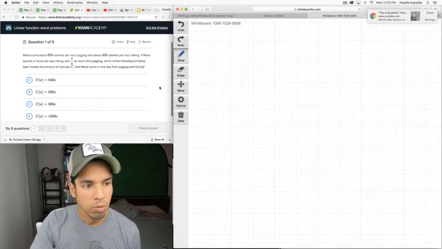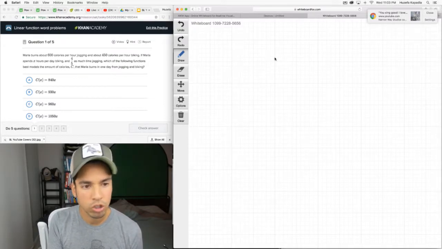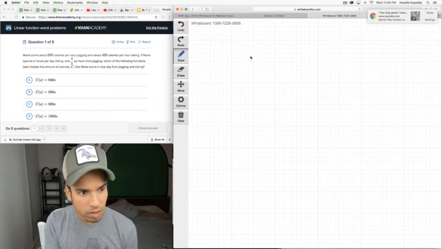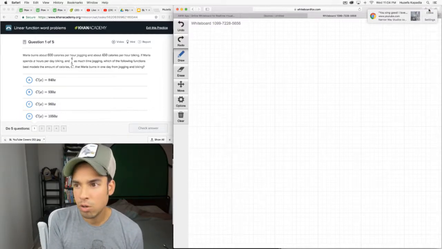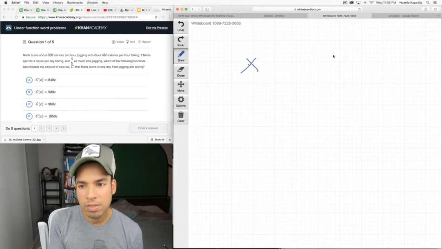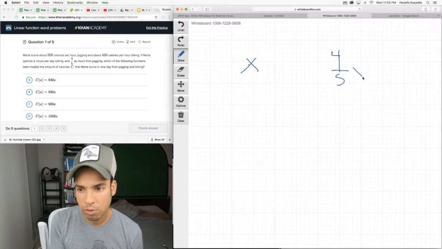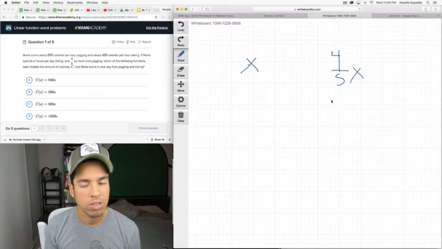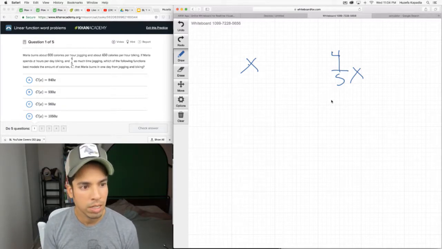Maria burns about 600 calories per hour jogging and about 450 calories per hour biking. If Maria spends X hours per day biking, and 4/5 as much time jogging, so she's spending 4/5 X jogging, which of the following best models the amount of calories that she burns in one day from jogging and biking?